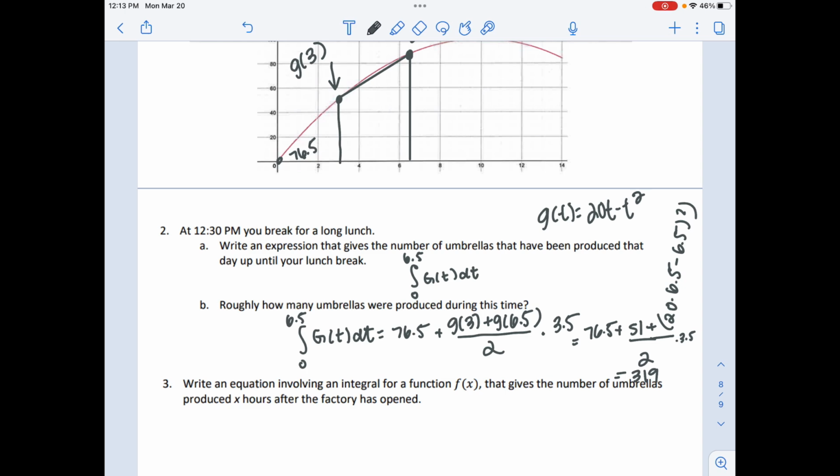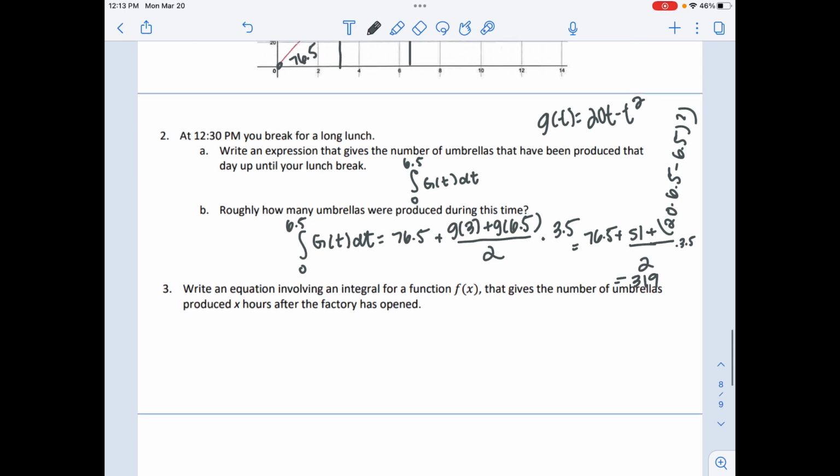So finally, this last question says, write an equation involving an integral for a function f of x that gives the number of umbrellas produced x hours after the factory opened. So how does this connect to today's lesson? Well, it wants me to write an equation involving an integral. So I'm going to write f of x, and then I need to write my integral.